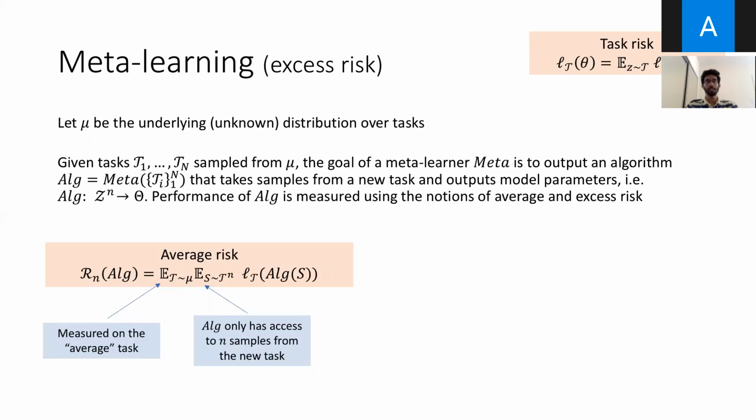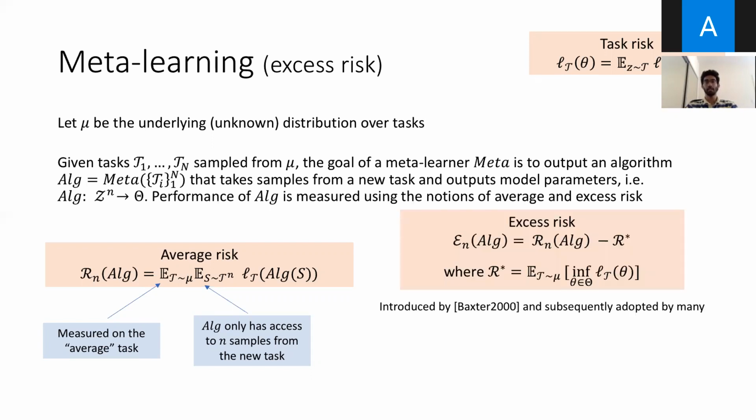So for an algorithm, we define the average risk as the expected loss over first sampling a task T from this distribution mu, and then sampling a data set of size n for this task, and measuring the task risk of the output of the algorithm when given this data set S. So the two important points to note are that we are measuring the performance on the average task, which is on a newly sampled task, and the algorithm will only have access to n samples from the new task. And note that this alg is going to be the output of what the meta learner is going to return.